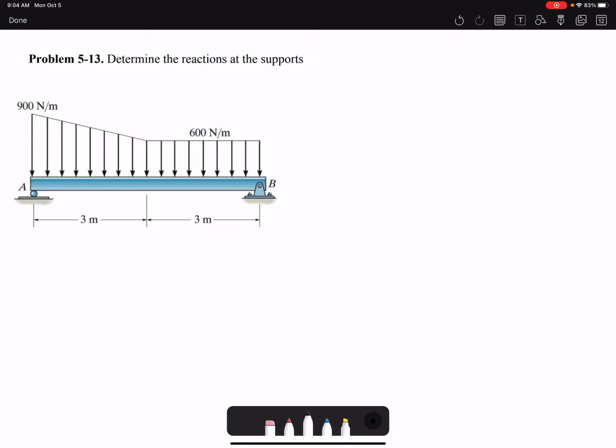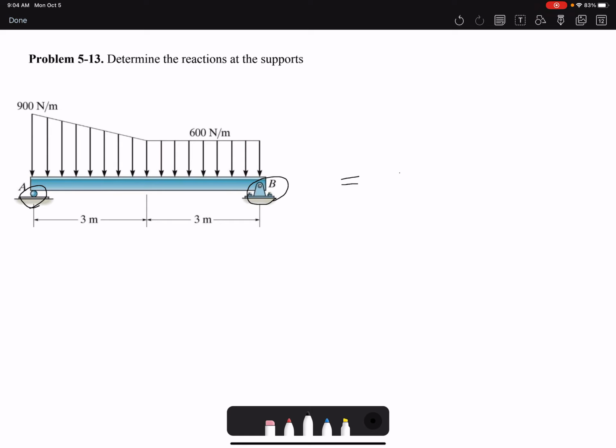Hello everyone, in this video we are going to solve problem 13 of chapter 5. Determine the reactions at the supports. So we have two supports, we're going to find the reaction. But we have distributed loading, so first we need to find the resultant force or equivalent point load of this distributed loading to solve the problem.